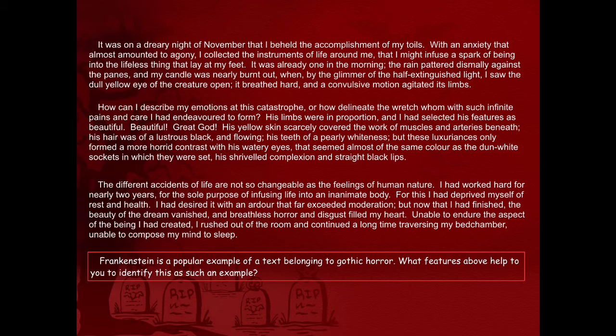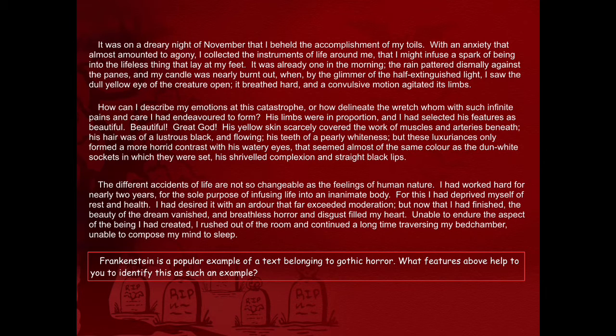"It was on a dreary night of November that I beheld the accomplishment of my toils." So already the setting is very dark and dreary, and the writer has used pathetic fallacy to really reflect that this is going to be ominous. It's going to be a dark novel "with an anxiety that almost amounted to agony."